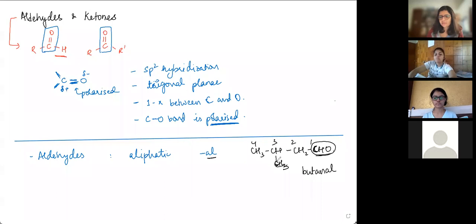So one carbon ka branch hai na. So if it's a normal thing, it'll be methane. But because this is a branch, this will become... And if you got it, let me know. Otherwise, answer the question. I don't know. Okay, so this will be methyl.